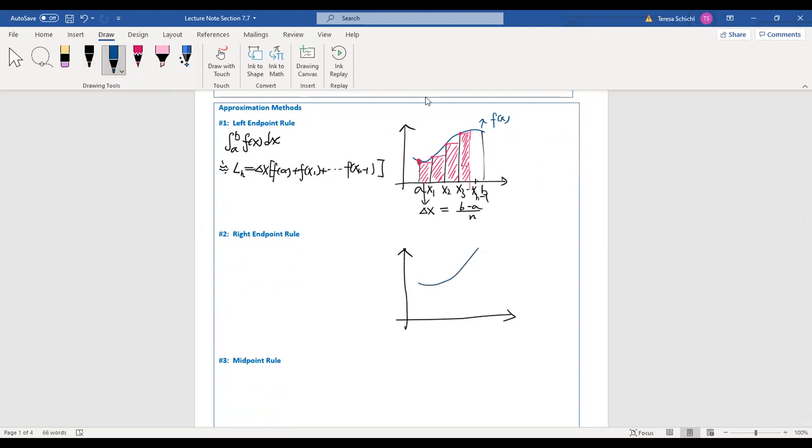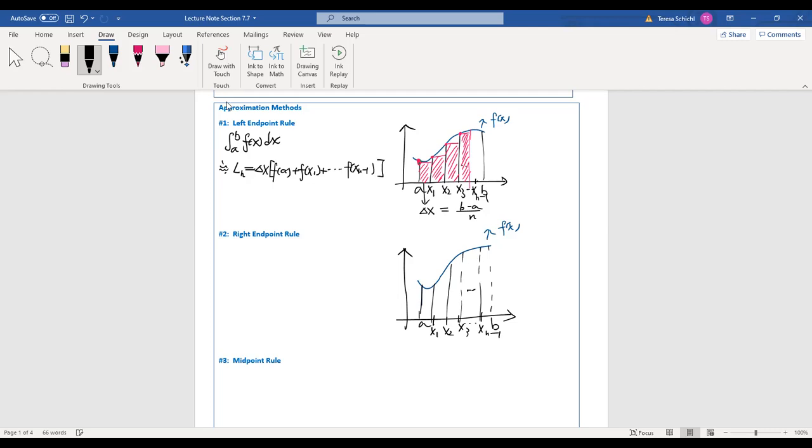Now here, I'll try to draw the same graph again. It's always very difficult to get the same thing. If this is my f of x again, this will be a, and this will be b. In the same way, I divide my interval into many intervals. This is n minus 1, this is x1, x2, x3. Then for each one, you will have rectangles here.